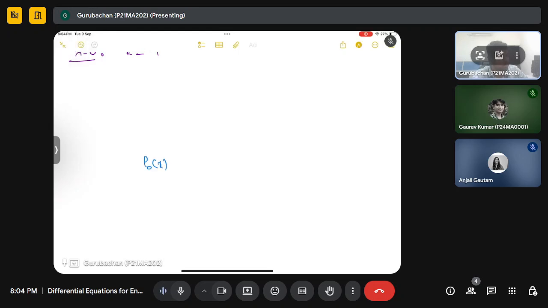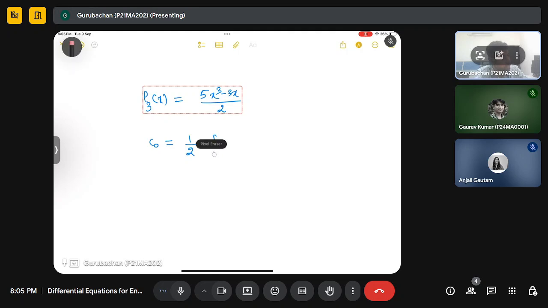So our P0(x) was... we will continue from P3(x). So P3(x) was, I'm directly writing, (5x^3 - 3x)/2. We need to use this P0, P1, P2, P3 to find the value of the c_i's. So c0 will be (2n+1)/2, so it will be 1/2.